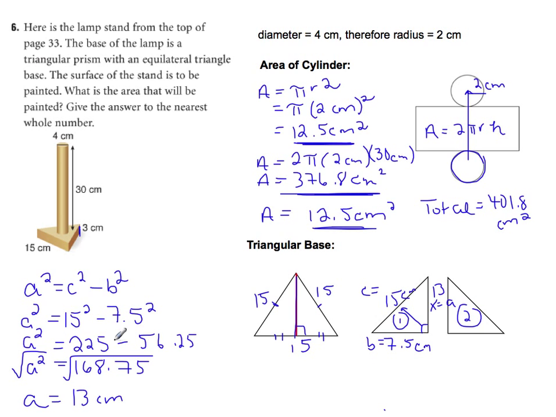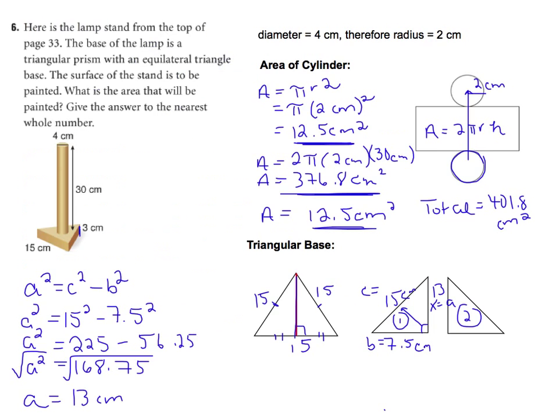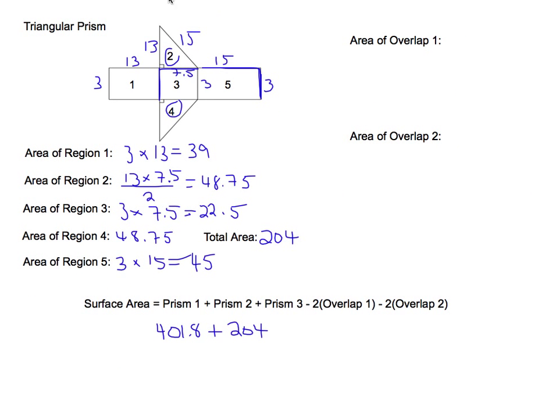Okay? So what we have here is we have an area of my cylinder, which is 401.8. So I'm just going to put that down here. Plus 204, which was the surface area of one of our right triangular prisms, but we had two of them.